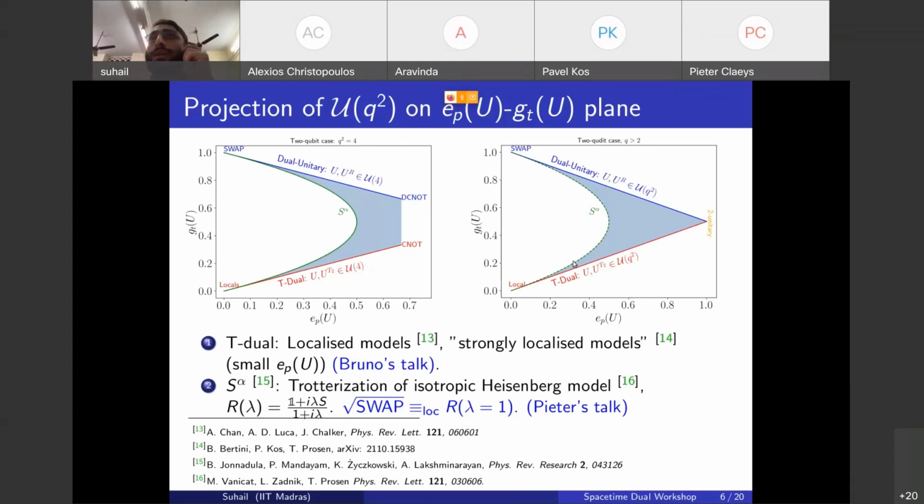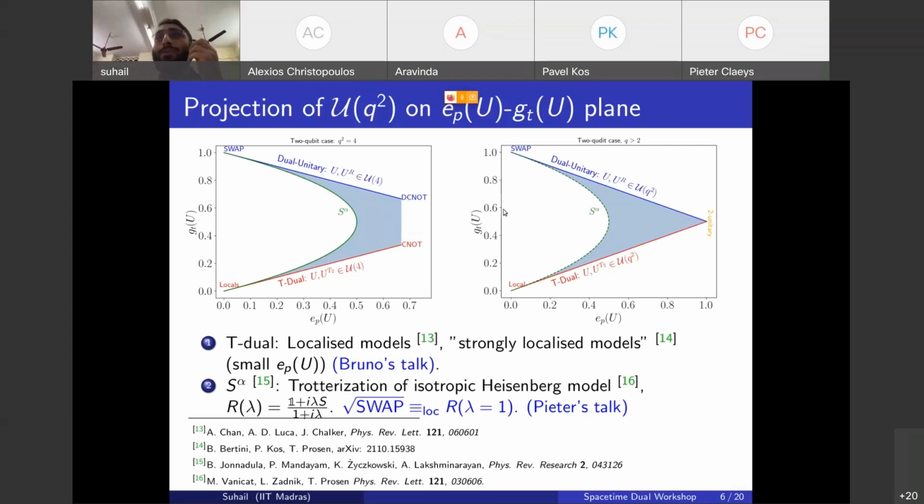So for Q greater than 2, first there is the T-dual line, there is the dual unitary line, and, by the way, I should emphasize that in the 2-qubit case, there are no gates with entangling power greater than 2/3. It's a well-known fact in quantum information theory, which is actually going to have impact on the dynamics of dual unitaries. For example, when these 2-qubit gates are used as building blocks of the models, it's going to have an effect on the dynamics also.